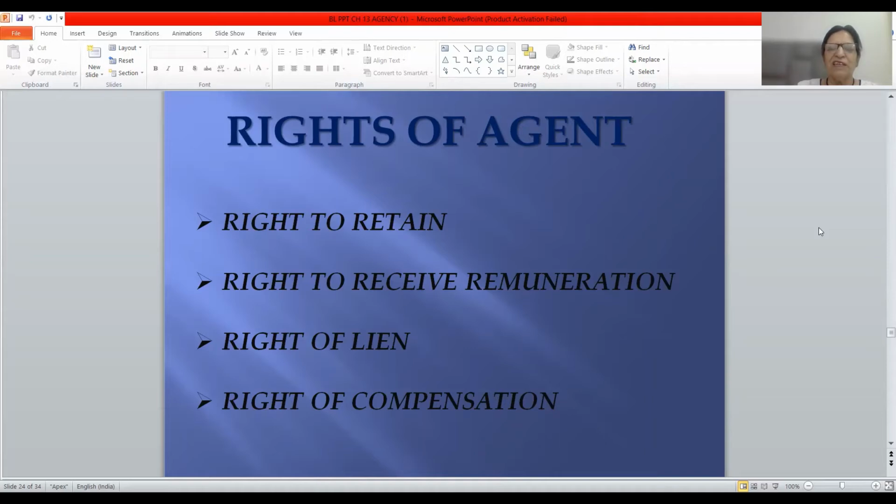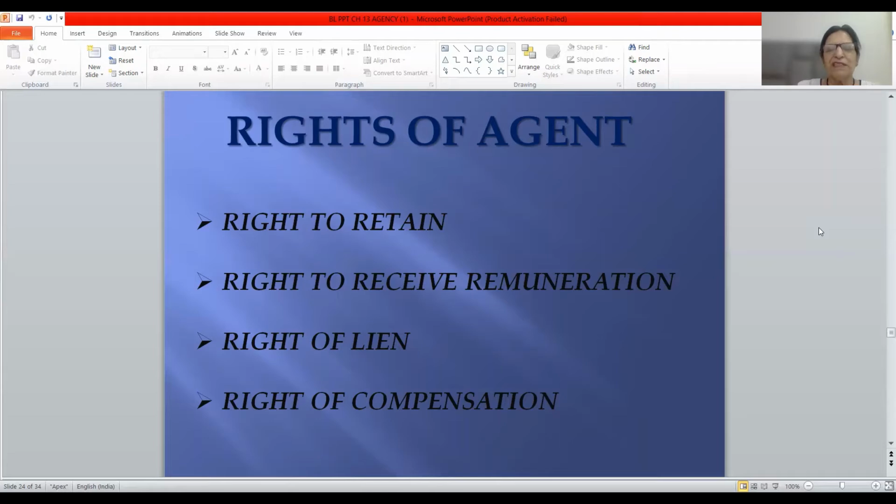Right of lien. Lien is the right to retain the goods. Why are the goods being retained? Because some dues are not paid. The agent has a right to receive remuneration. His remuneration is not being paid. Then, agent has a right to retain the goods till his remuneration is paid.